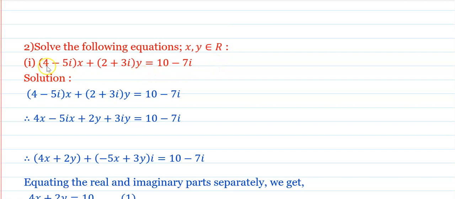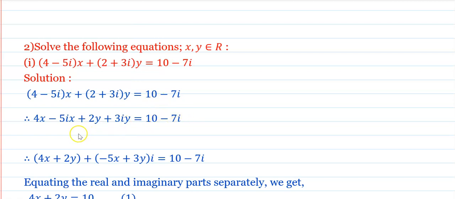The first is in bracket 4 minus 5i bracket complete into x plus 2 plus 3i bracket complete into y is equals to 10 minus 7i. And now we will simplify here. x into 4 you will get 4x. x into minus 5i you will get minus 5ix. Then y into 2 you will get 2y. y into 3i you will get 3iy. And that's equals to 10 minus 7i.